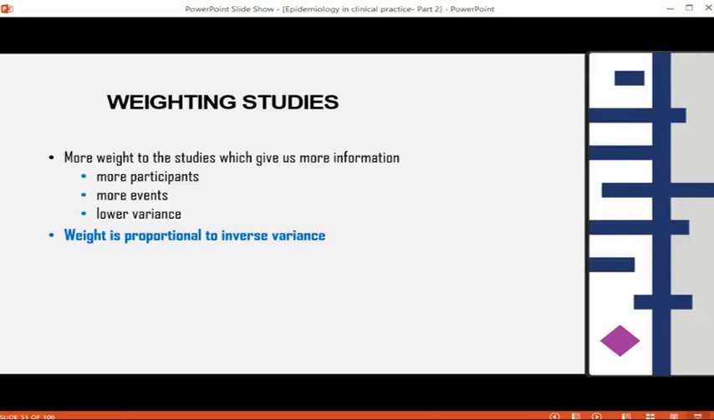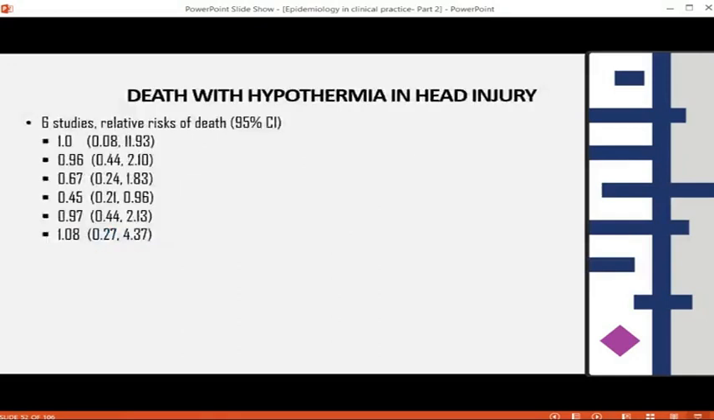So to keep that in mind, I'm now going to give you an example. We've got 6 studies which looked at the relative risk of death in people who had head injury. So this is controlled hypothermia to slow down the metabolism and prevent death in people who have a head injury. Now, if you look at those 6 studies, it gives you the relative risk and the confidence interval. Now, which study do you think should get the most weight?